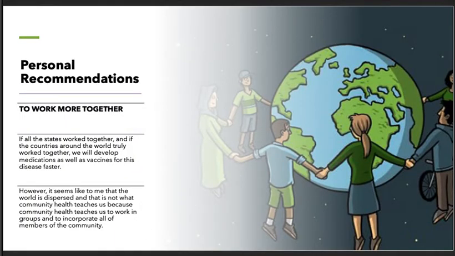Another suggestion that I would like to make is to work more together. I believe if all the states work together and if the countries around the world truly work together, we will develop medications as well as vaccines for this disease faster. However, it seems to me that the world is dispersed, and that is not what community health teaches us, because community health teaches us to work in groups and to incorporate all members of the community. And in my opinion, if all members of the world are equally, fairly, and justly incorporated in a program to help develop medications and vaccines for COVID-19, then I believe the diverse experiences and education will develop medications and vaccines faster than if each country is simply working by itself.